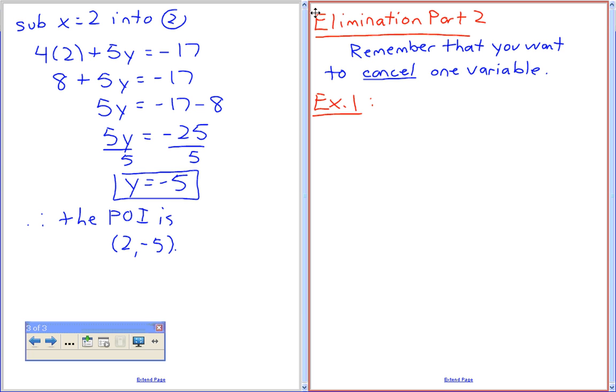So the question is, 5x plus 2y equals 17, and 4x minus 5y equals.